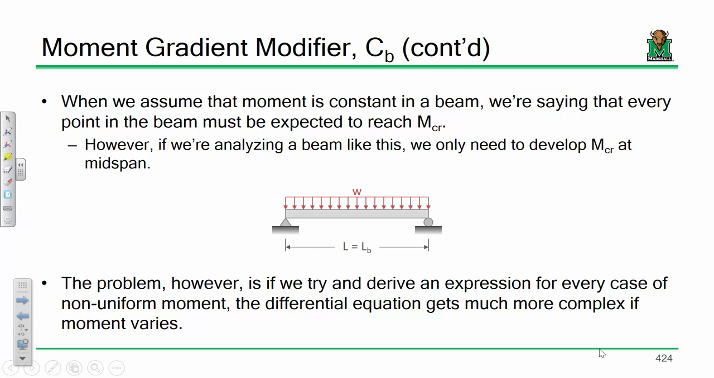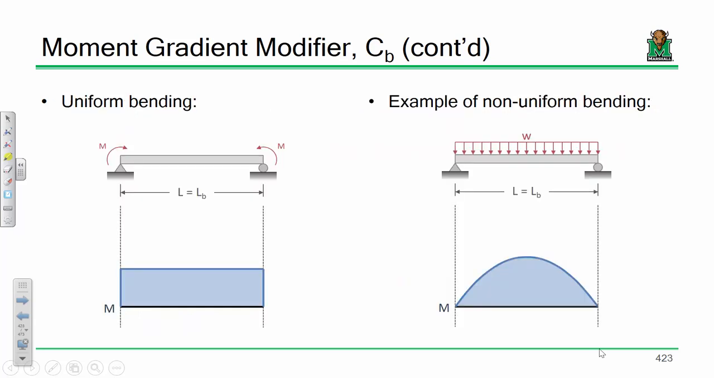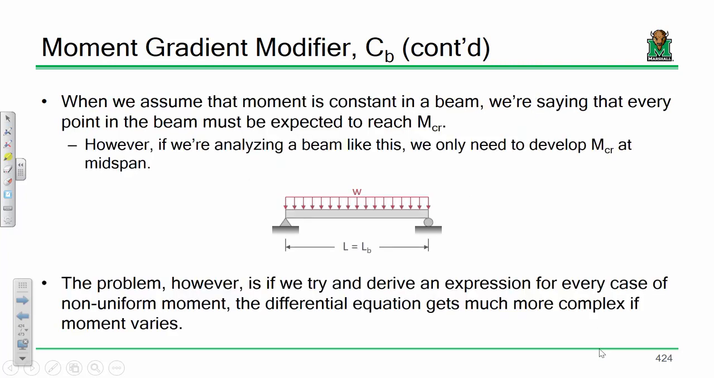Everybody okay with this? So is everybody okay with the idea that C sub B tends to increase the capacity because by not accounting for it, you'd be unfairly penalizing the beam. You'd be requiring the beam to develop its capacity everywhere when that's not really the case. It really only needs to develop capacity at the worst case scenario. Everybody okay with that? Now, what C sub B stands for, what it's called, is a moment gradient modifier.